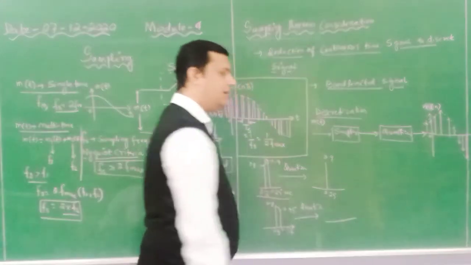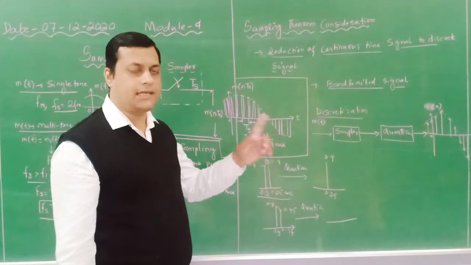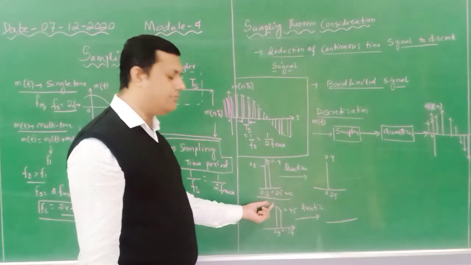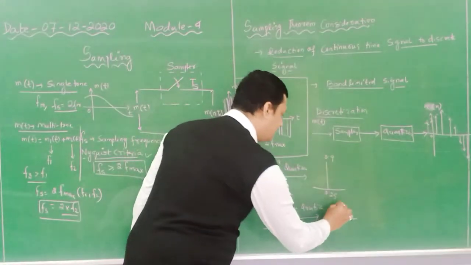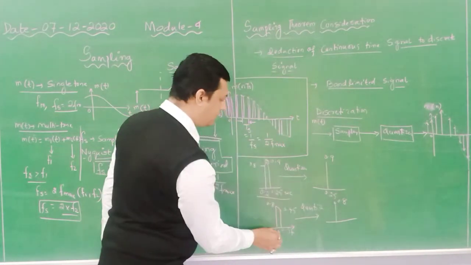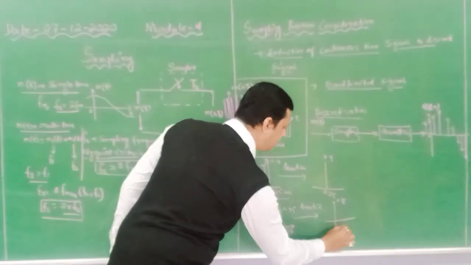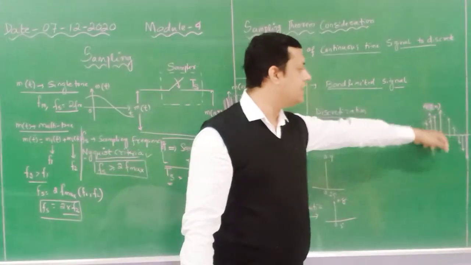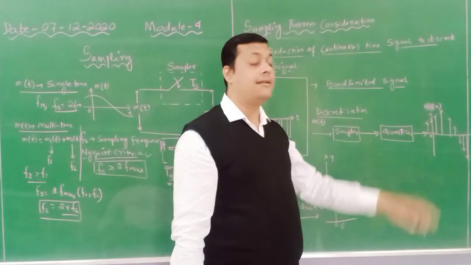now what will happen? It will identify the maximum amplitude present in the particular sample. So what is the maximum amplitude? 0.8. And what is the corresponding position? The corresponding position is 0.5. So like this, n number of samples will be generated, and this is called a discrete signal.